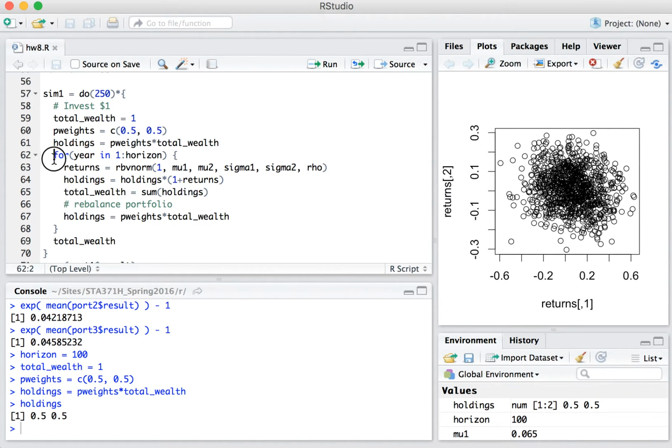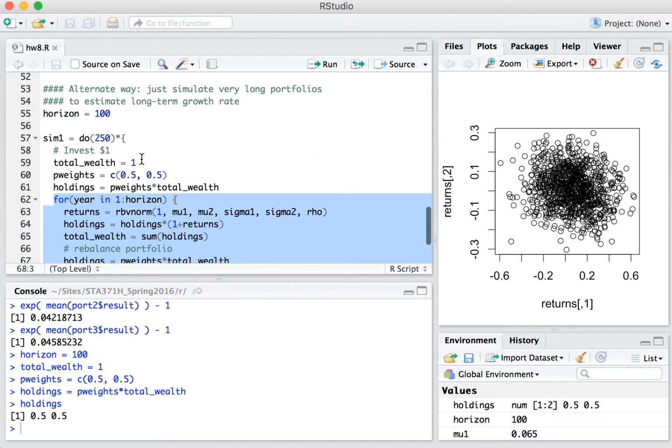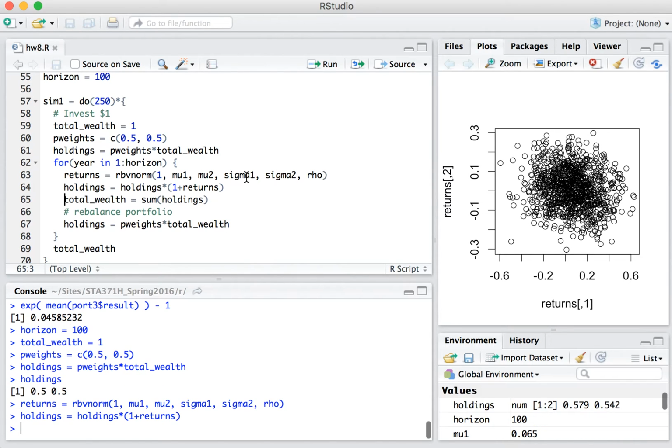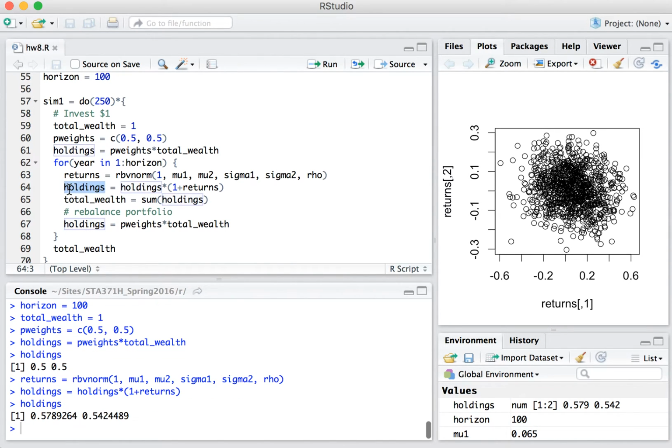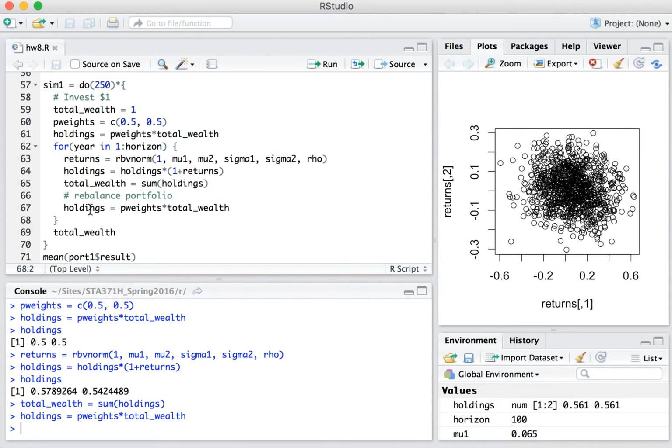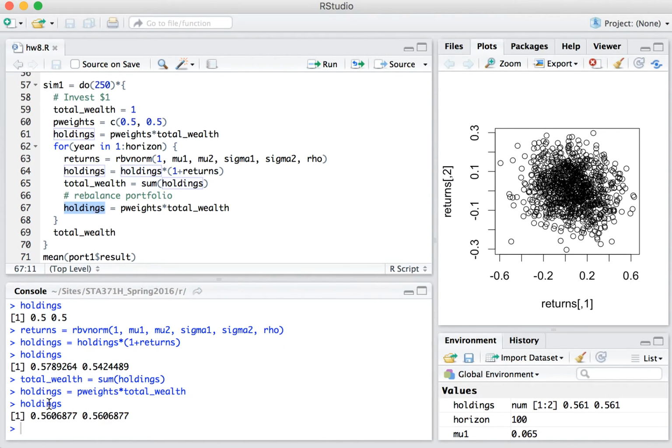And now let's use the basic template for a for loop that we've got. We're going to loop from 1 up to our horizon, which in this case is 100 years. Every time we're going to simulate a single return from the bivariate normal distribution with the given parameters. We will update our holdings. Okay, so now after a single year in this simulation, we ended up with 58 cents of stocks and 54 cents of bonds, a good year.